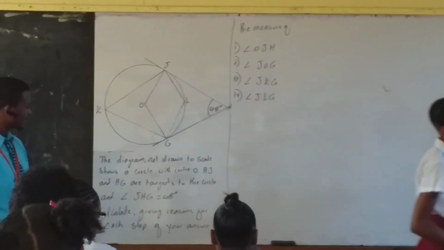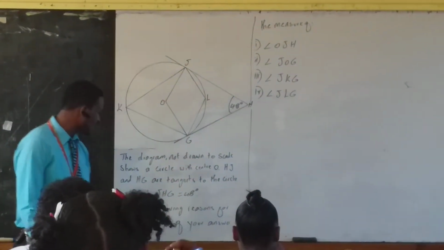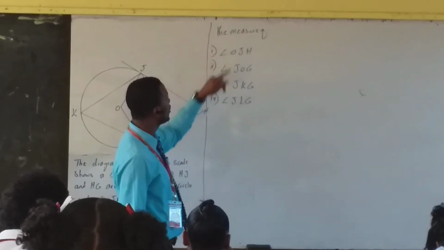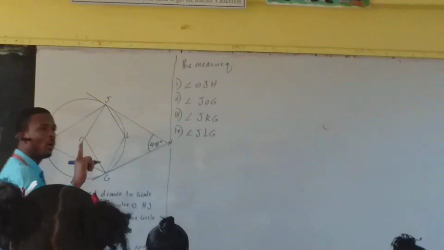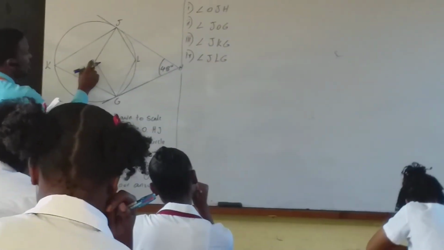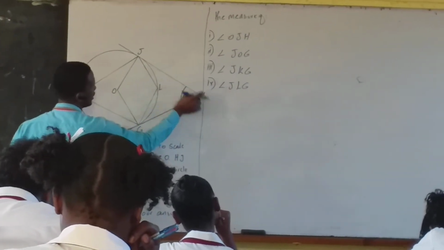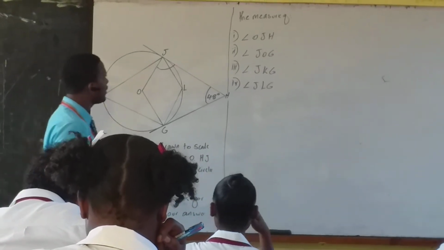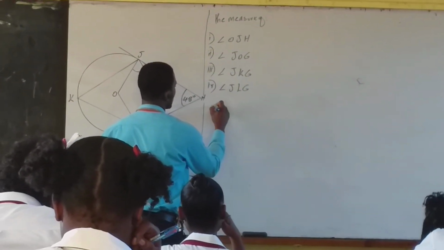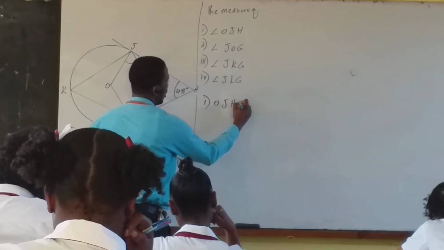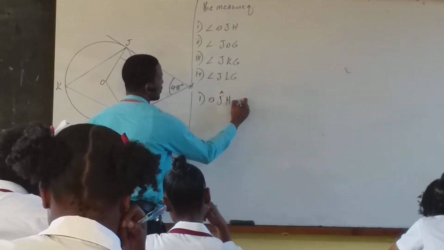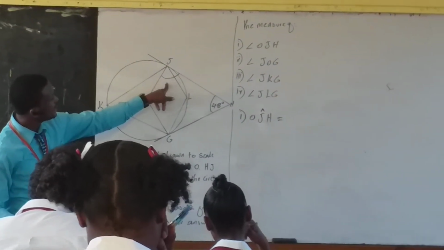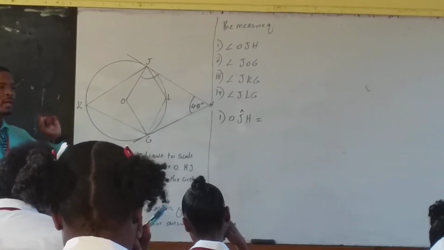We are now tasked to calculate, giving reasons for each step of our answer, the measure of, and the first one we want to find is angle OJH. So we're going from O to J to H. So the angle is right here. Now, how do we find the measure of angle OJH? Look at the location. It's right here. Where is this angle formed between?